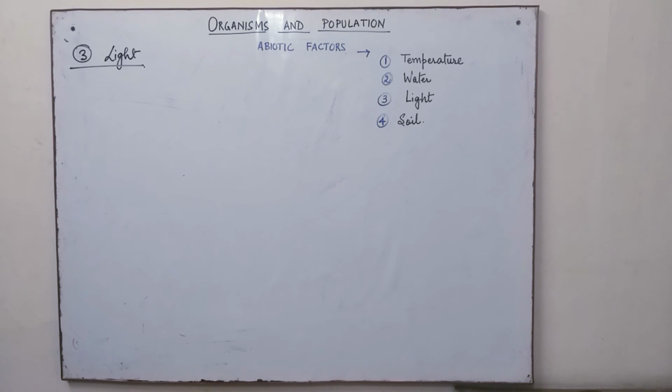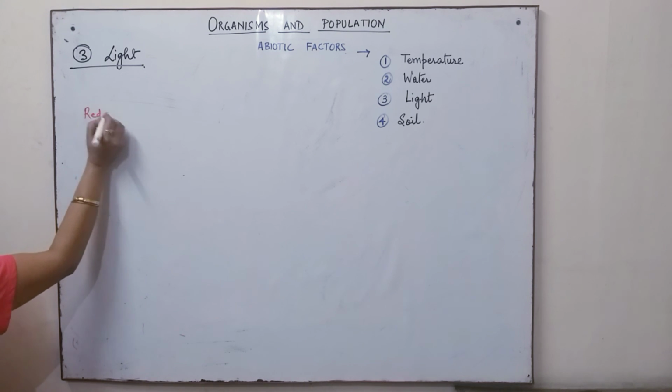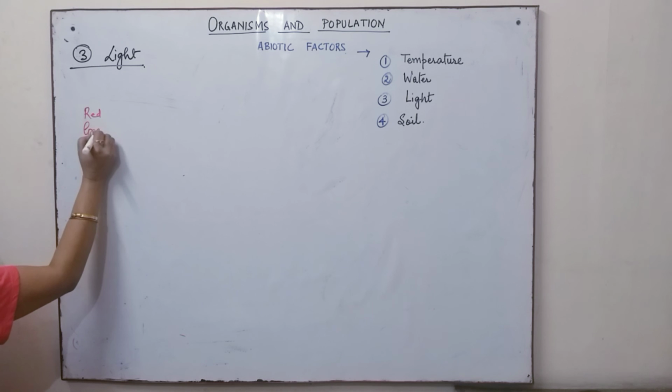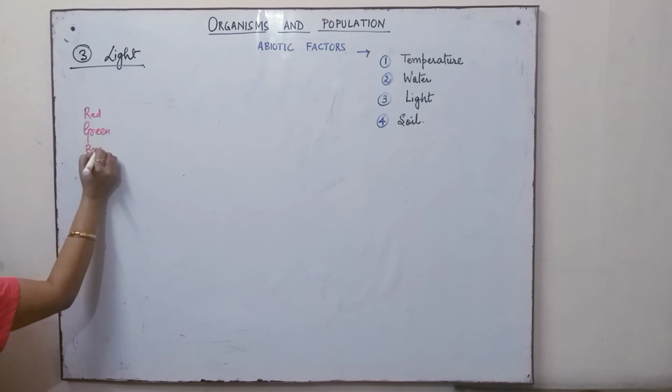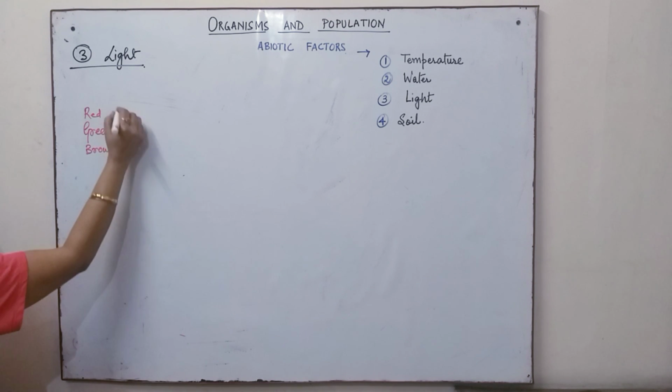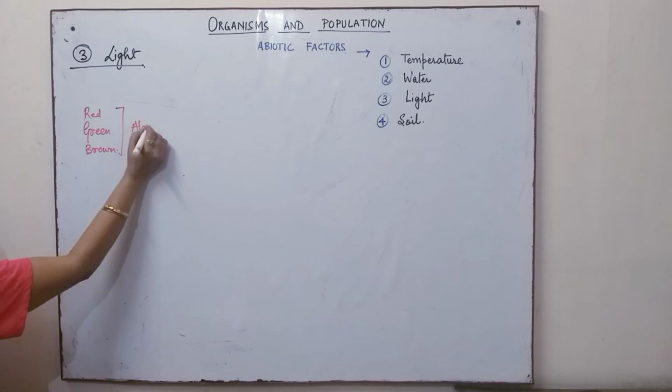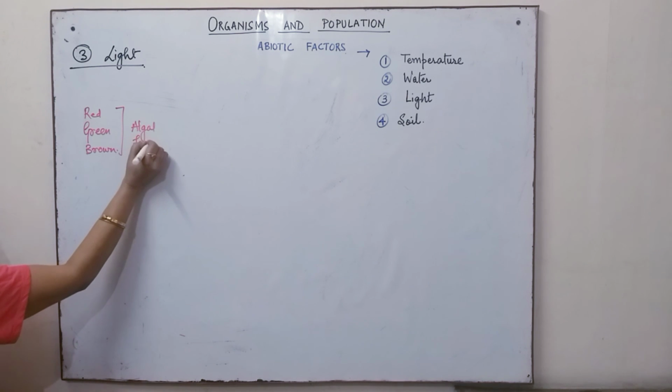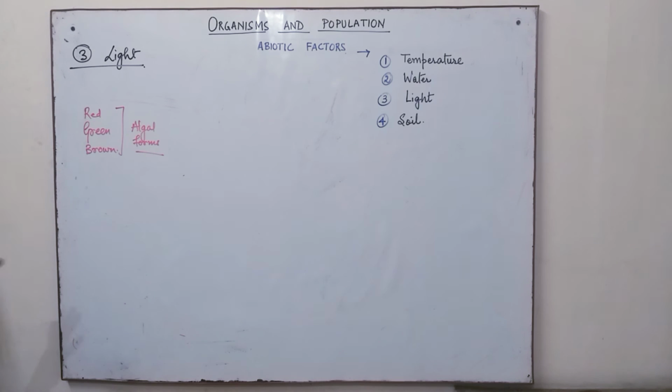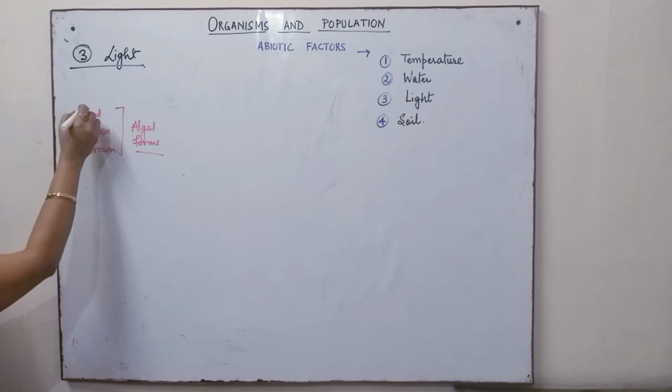Also, there is an interesting question: if we compare the red algae, the green algae, and the brown algae, these are the various algal forms, and out of these three, which one is likely to be found in the deepest water? And the answer is the red algae.